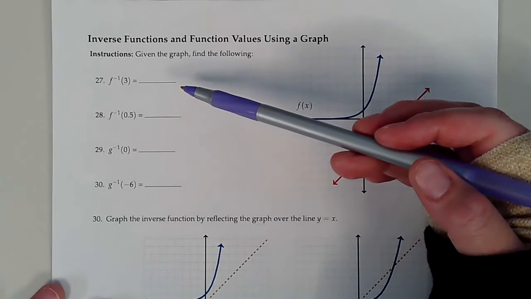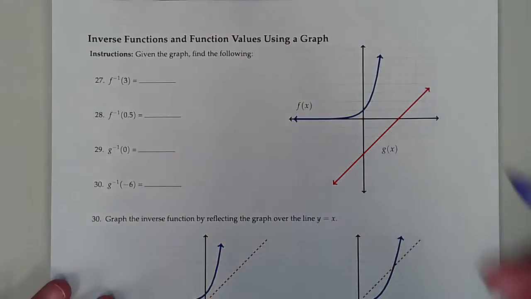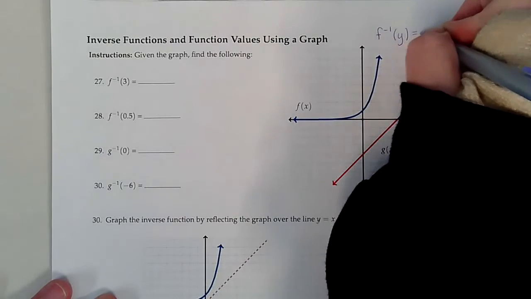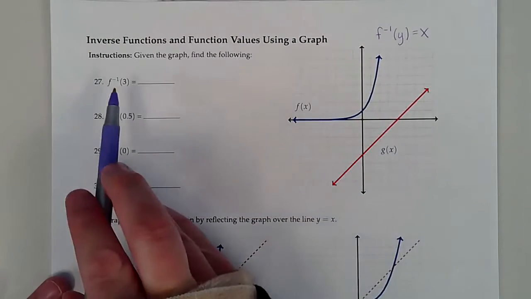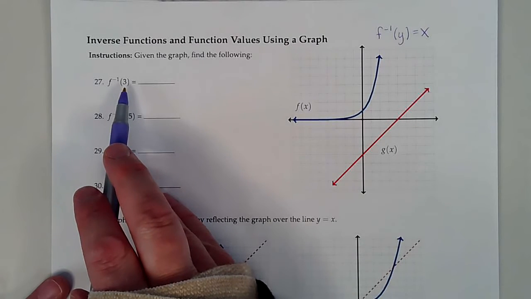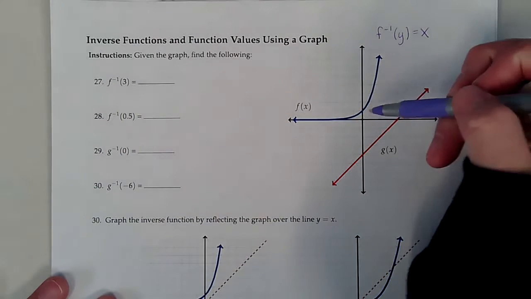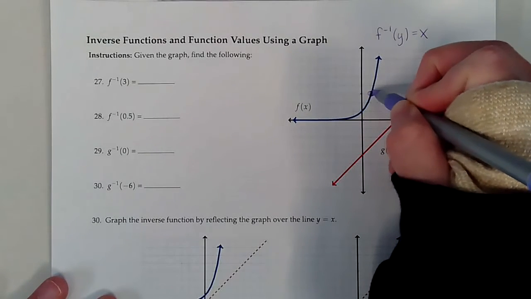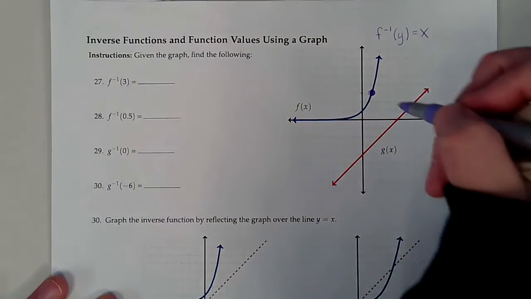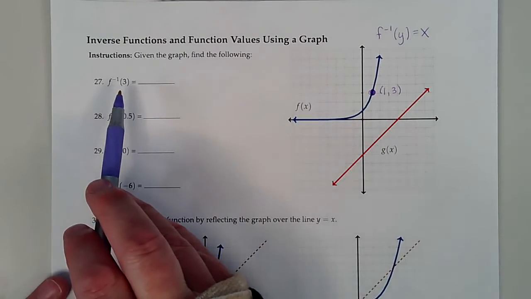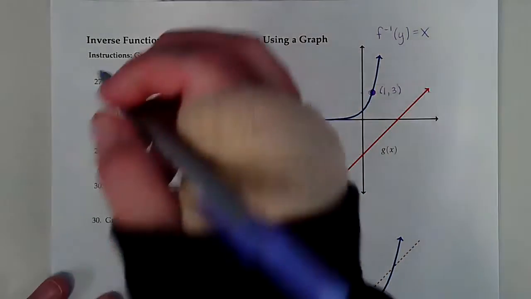The first one says f inverse of 3. So remember that notationally, what we have is f inverse of y is equal to x. So this is saying when y is equal to 3, what's the x value that goes with that for f of x? So let's find where y is equal to 3 on f of x. So that would be this spot right here. And the location of that point is 1, comma 3. So when f of x is equal to 3, or when the y value is equal to 3, the x value is 1.